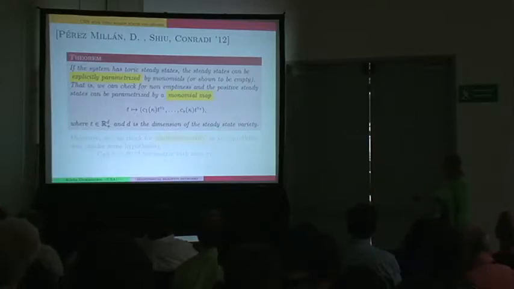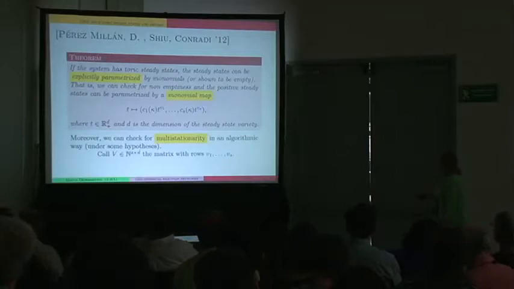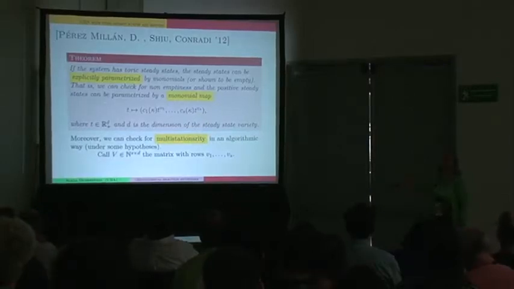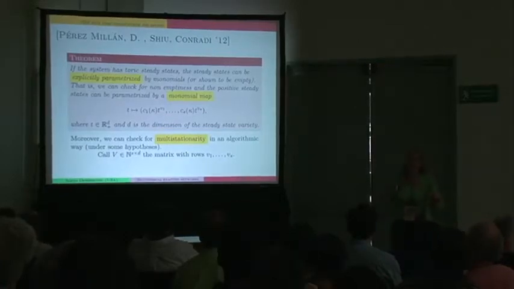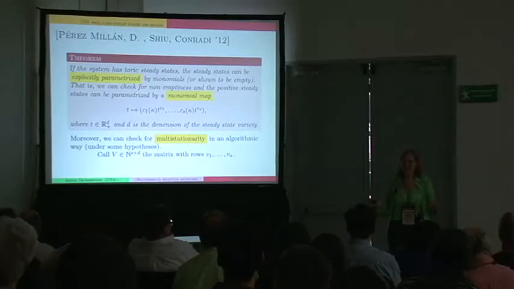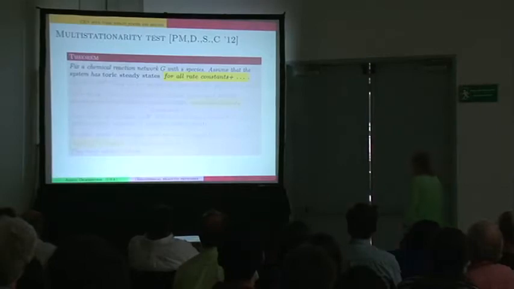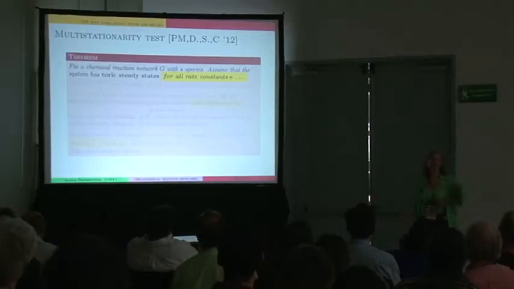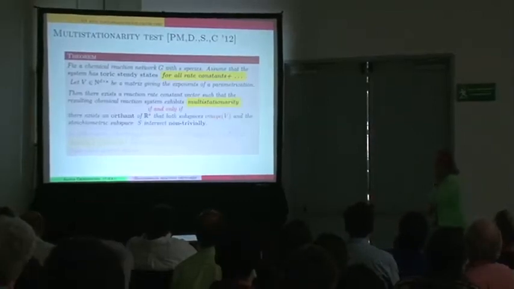And what's nice is that we could use this to detect multistationarity. So we're going to call V the matrix given by these exponents here. Okay, and so let me show you the theorem. Finding multistationarity is finding the number of positive real roots of a polynomial system, and this is very hard. It is algorithmic, but it's very hard. But if the system has toric steady states for all choices of rate constants, then it becomes easy, because this can be translated into the following.